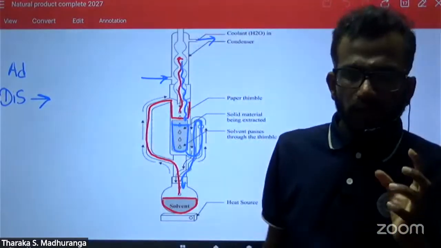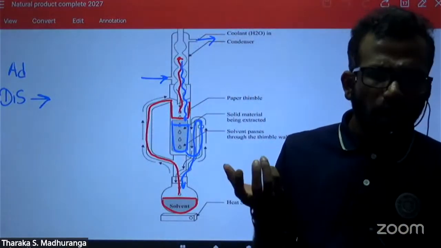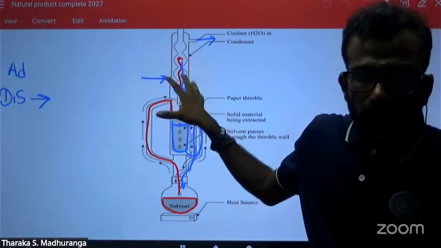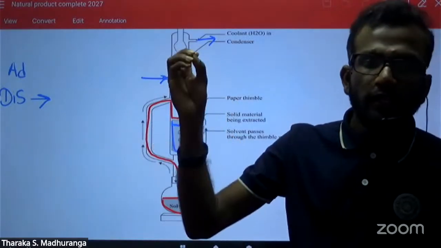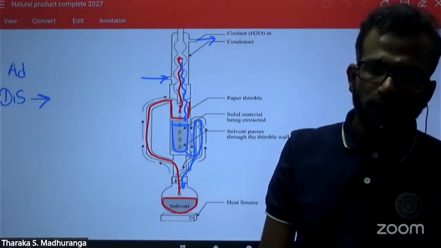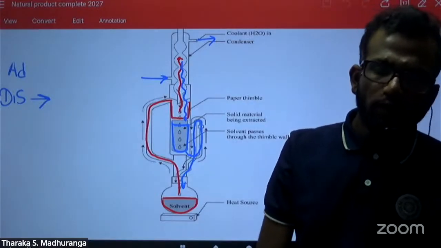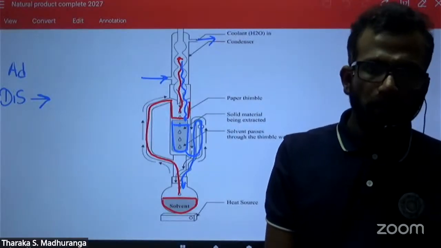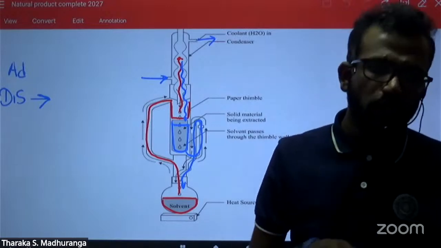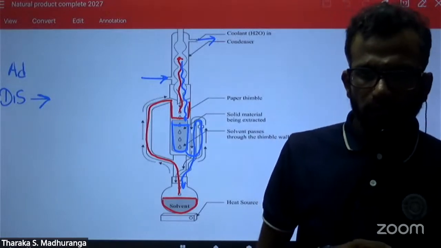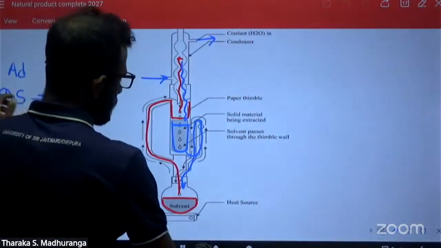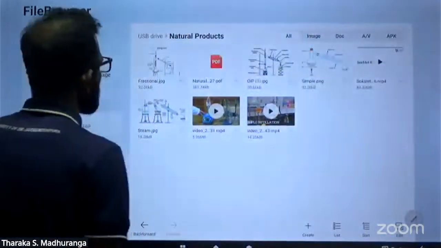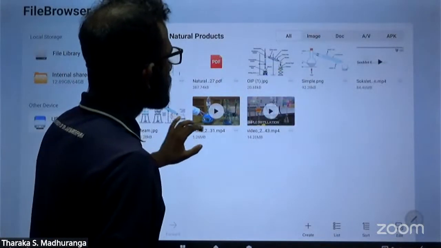Yes, this is very good, Amar. We can't use this method for essential oils, like volatile compound extraction, because in this method the plant material is heated to a higher temperature. Therefore the volatile compounds evaporate. If we try to extract by this method, we can't use it for volatile compounds. Okay, very good. Now moving to substrate extraction.